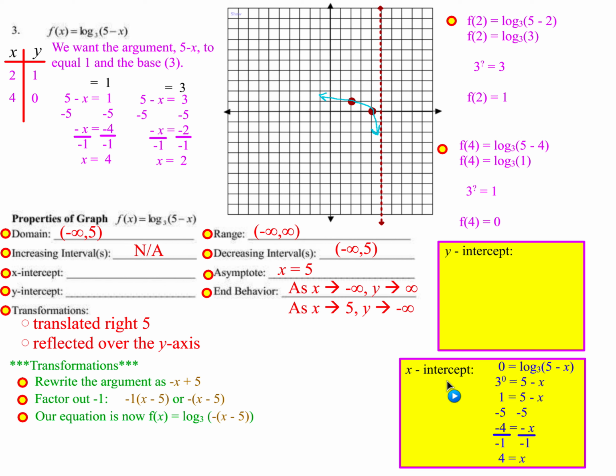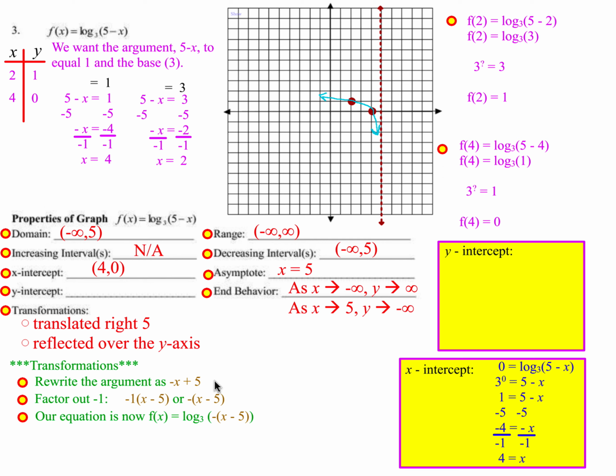We always make the opposite variable equal 0, so the y value is 0, equals log base 3 of (5 minus x). Turn that into exponent form, it becomes base 3, exponent 0 has to equal the argument 5 minus x, and then solve. And again, you can see why or where we found that x has to be 4. Right? The x-intercept is definitely (4, 0).